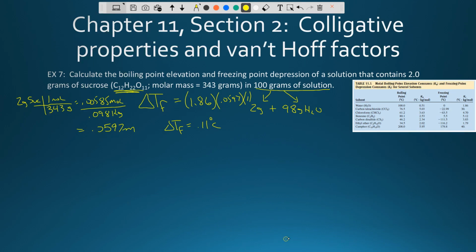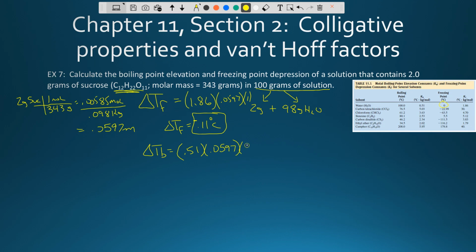Now, water normally freezes at 0 degrees Celsius. This will bring it down. So now it's going to freeze at a negative 0.11 degrees Celsius. Let's take a look at how it affects the boiling point. Now my boiling point constant is going to be 0.51. My molality I've already calculated as 0.0597.